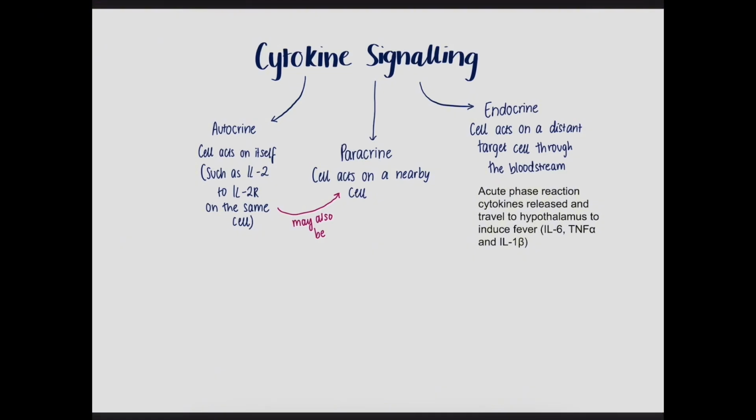As for endocrine, the cell is going to act on a distant target cell, and this includes the secretion of the cytokine into the bloodstream and it traveling through the circulation and then affecting the target cell. And this includes interleukin 6, TNF alpha, IL-1 beta, which are secreted and then travel to the hypothalamus to induce fever. Now these cytokines are involved in inflammation, so we can think of how they have multiple functions in inflammation, and they are going to affect distant target cells rather than cells that are closer to them.